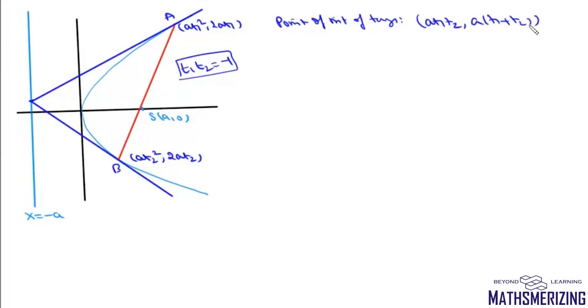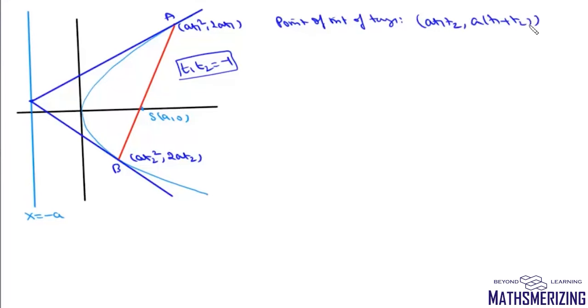And this point P is (x1, y1), and we also know that the point of intersection of tangents is (a t1 t2, a(t1 + t2)). So we can write t1·t2 as x1 upon a, and we can write t1 + t2 as y1 upon a. Now, the first thing we need to find is the length of this chord of contact.